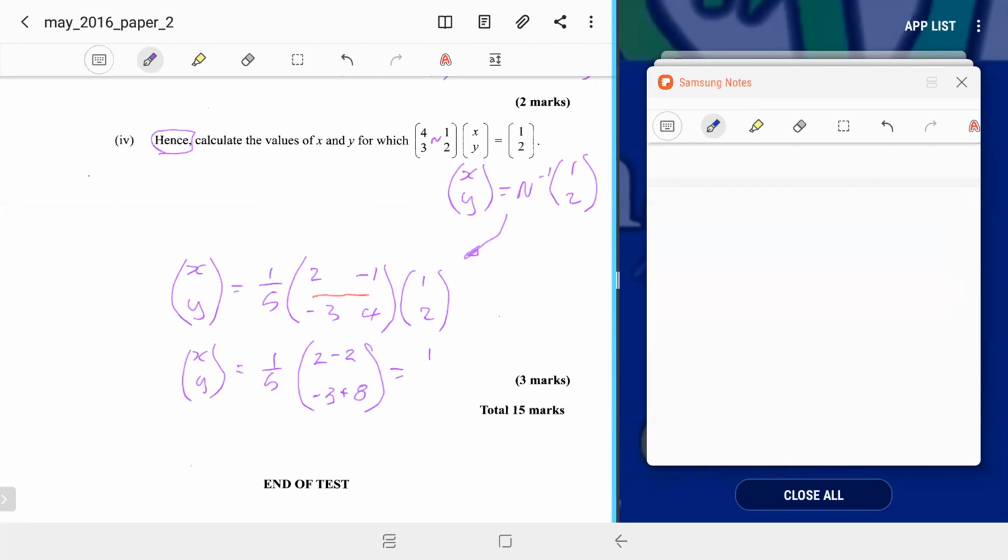What that becomes is 1/5 bracket 0, 5. And so it becomes 0, 1, because 0 divided by the 5 is still 0, and 5 divided by 5 is 1. What that implies is that x equals 0 and y equals 1. That's my answer right there. Any questions there? This is my answer.